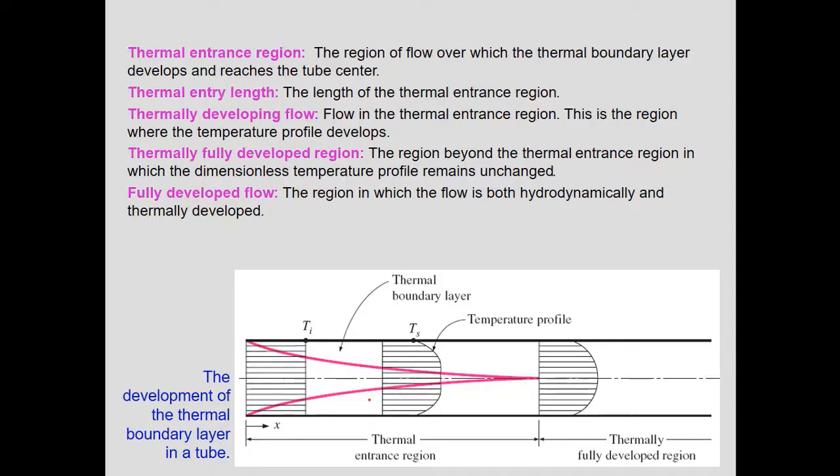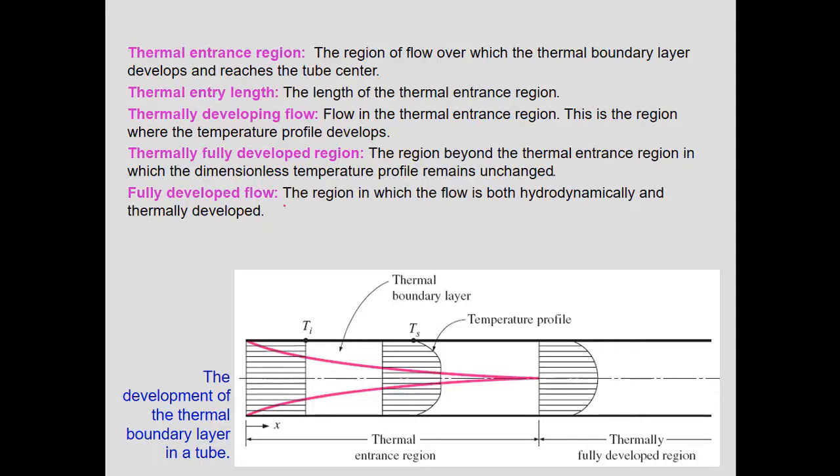Thermally developing flow is the flow in the thermal entrance region. It is thermally developing flow, where the temperature of the flow is changing to reach a constant profile. Thermally fully developed region is the region beyond the thermal entrance region, in which the dimensionless temperature profile remains unchanged. This part is the thermally fully developed region.